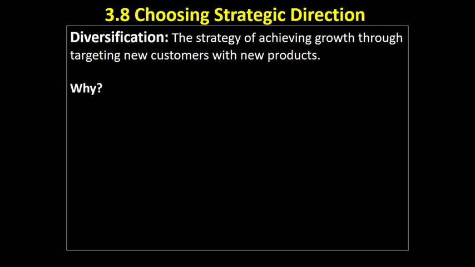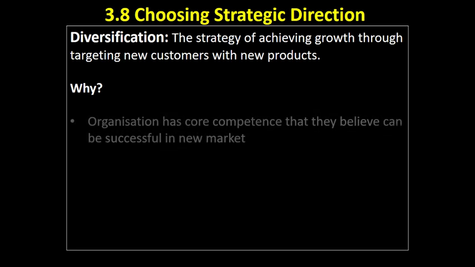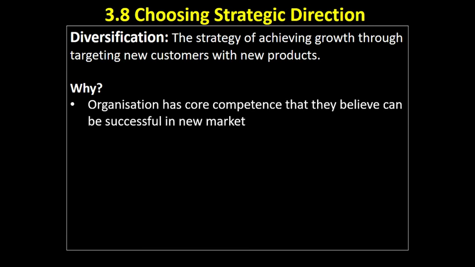So, if it's such a high-risk strategy, then why do businesses bother following a strategy of diversification? Well, the organisation may have a core competence that they believe can be successful in a new market. There's an excellent interview with Tim Ferriss and Richard Branson. It's fairly recent.